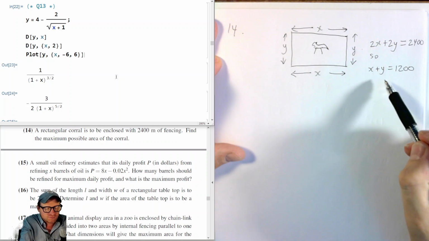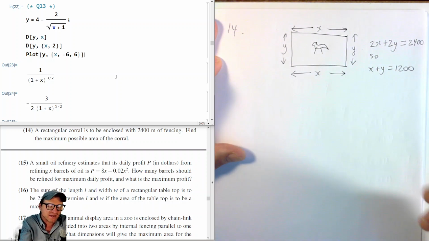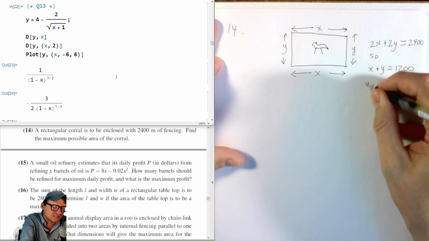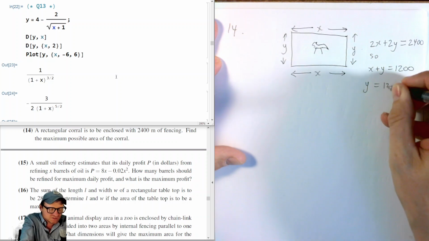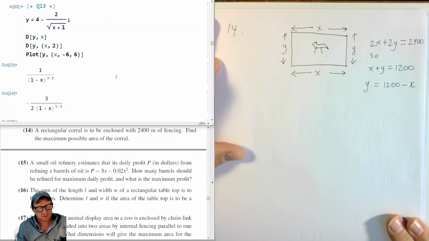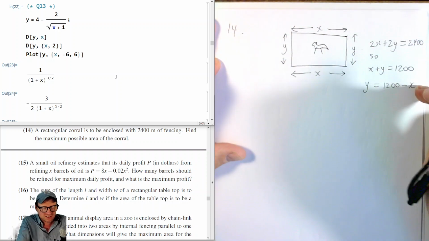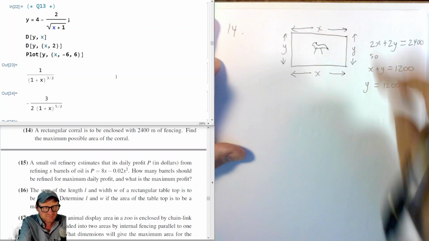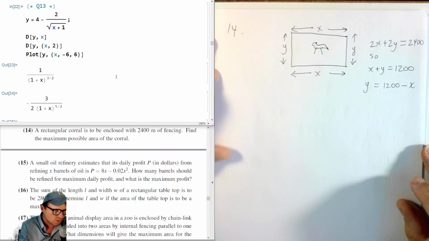And then if we want to write y as a function of x, we can do that here. That's easy. So y is equal to 1200 minus x. All right, so we've rewritten our condition for the perimeter. Now what about the area?